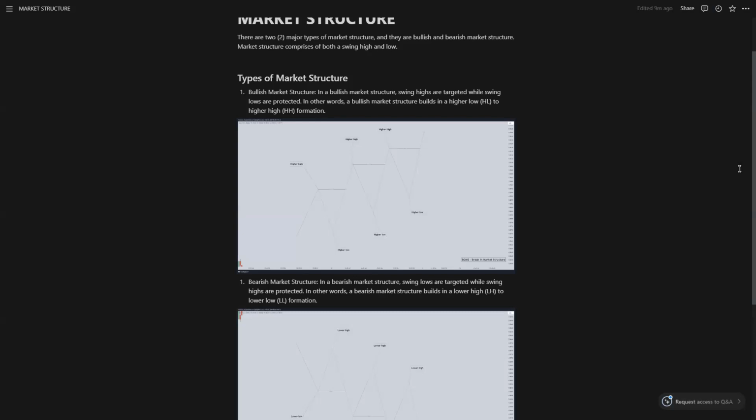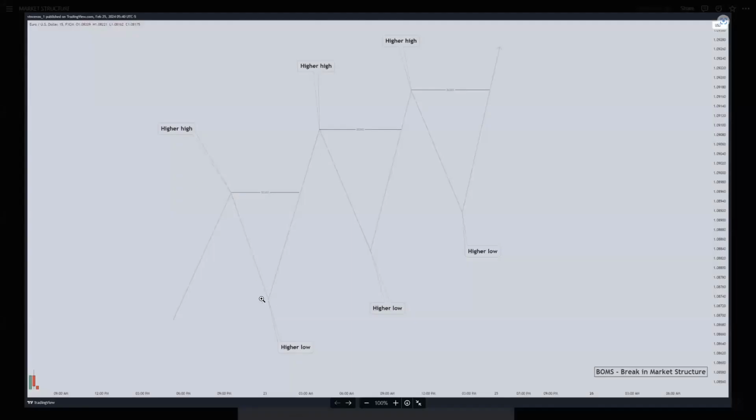In other words, a bullish market structure builds in a higher high, higher low formation. Let's say, for example, this is a higher low, higher high, higher low, higher high, higher low, higher high, higher low, and then higher high. A bullish market structure builds in this formation and continues to maintain it. It's just as simple as that.